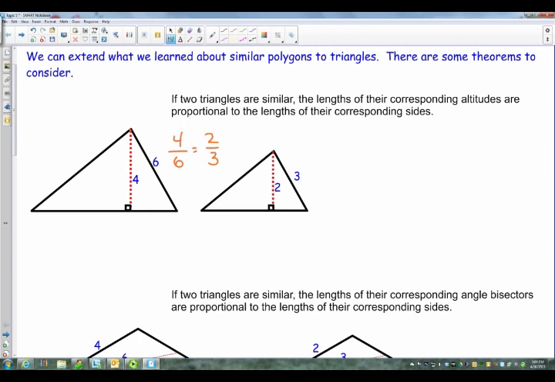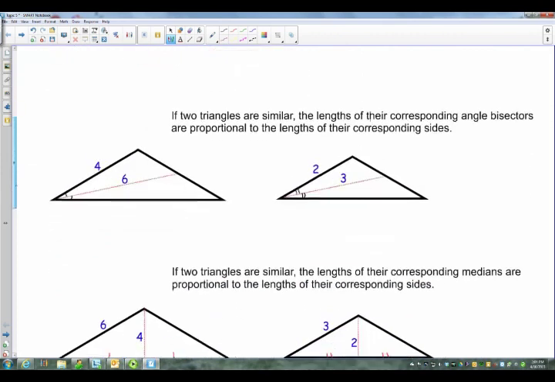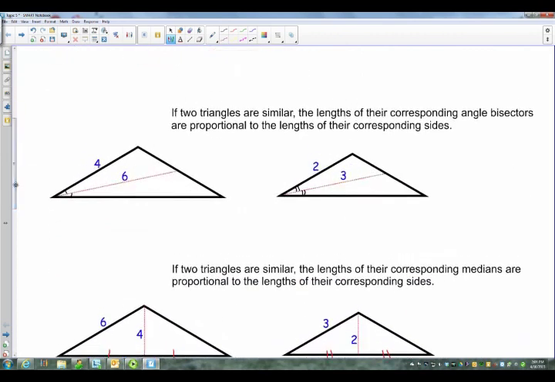The second theorem says if two triangles are similar, the lengths of their corresponding angle bisectors are proportional to the lengths of their corresponding sides. Same basic idea, but an angle bisector, if you remember, is the line that cuts an angle into two congruent parts. It bisects it.